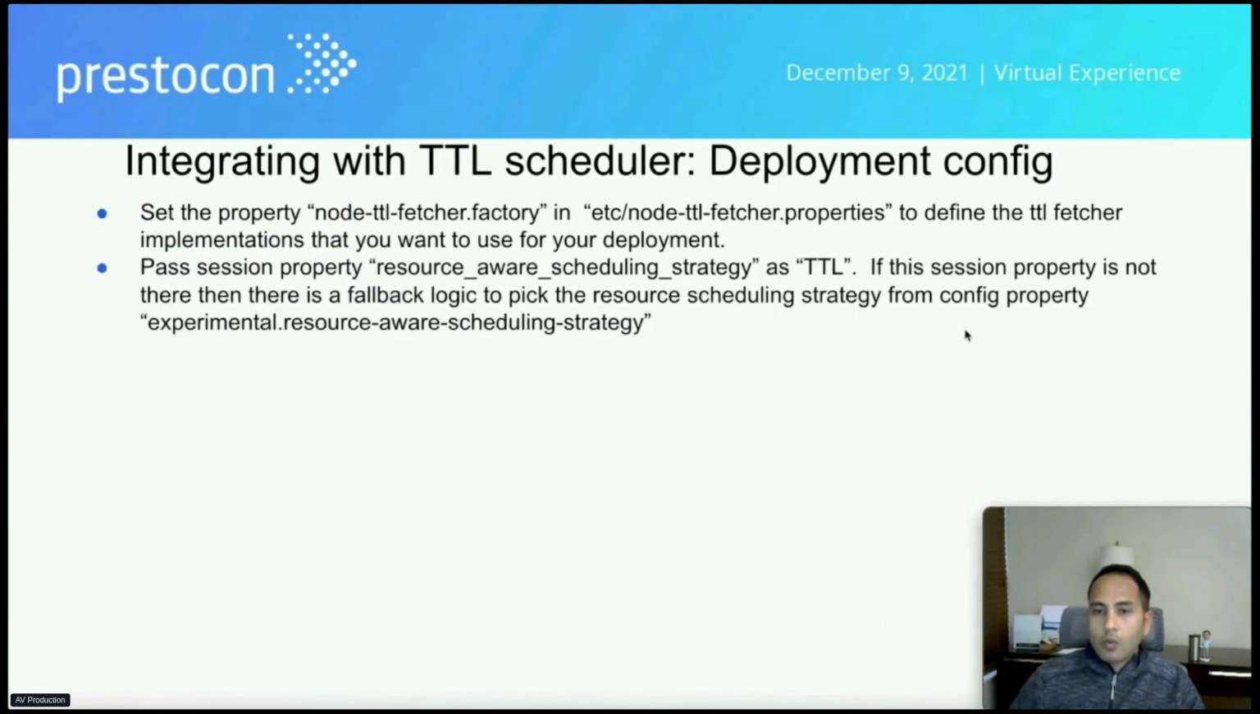So now, once you have the plugin ready, you just need to configure that plugin to be used in your deployment. For that, you can define the node TTL fetcher factory in this property file in order to define the fetcher implementation. So you may have multiple fetcher implementations. You can define whichever one you want to use for your deployment.